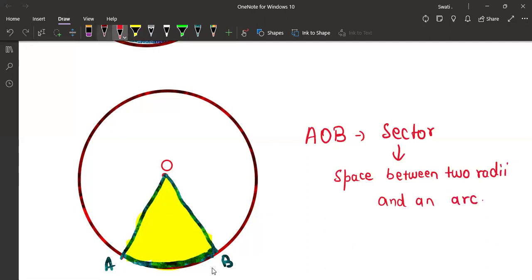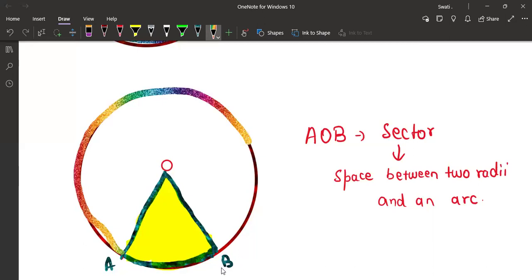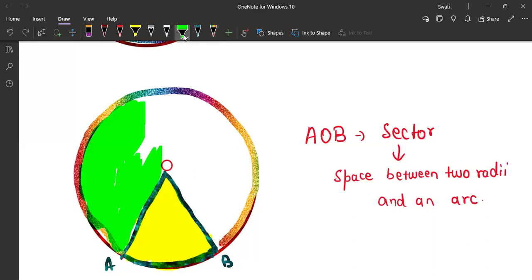Now, there is another piece of information. You can also notice that if I talk about the same radius OA and the same radius OB, but this time I'm not talking about the minor arc but the major arc, there is another part that is being formed, which I'm coloring with the green color. This is also the area between the two radii and the arc, but this time it is the area between the two radii and the major arc.